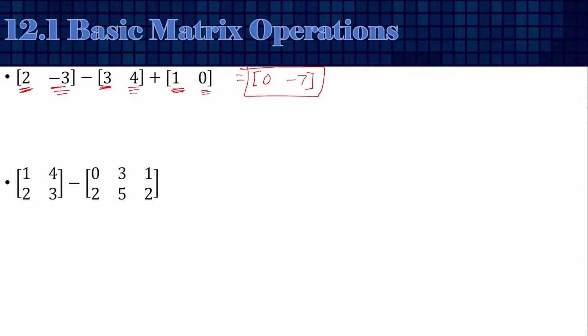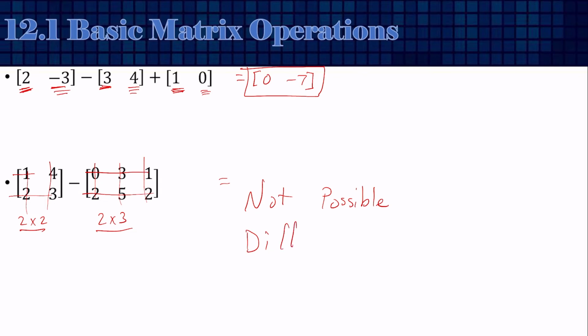Let's try this one. This one looks a little funny. They don't look the same, do they? This first one is 2 rows and 2 columns. Second one is 2 rows but 3 columns. Since the dimensions are not the same, it is not possible to add or subtract them because they have different dimensions.